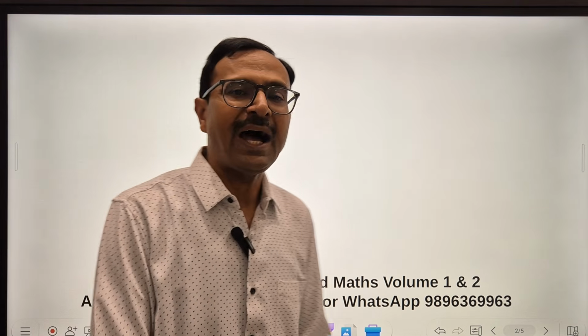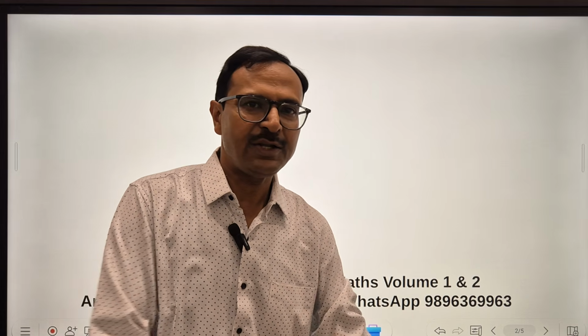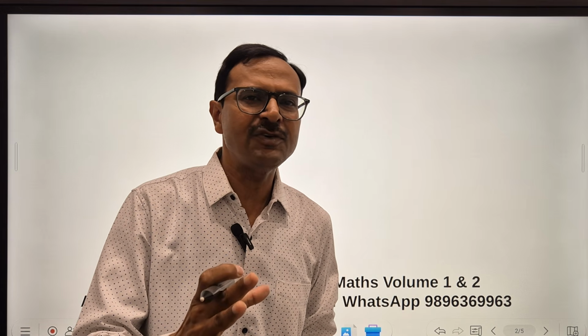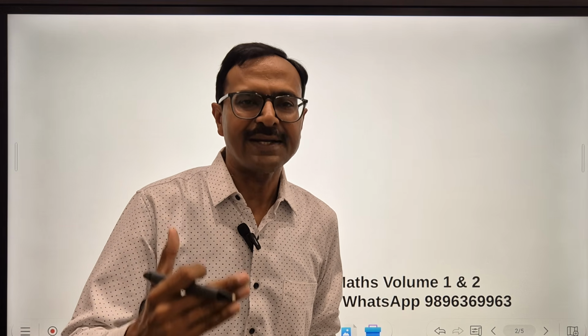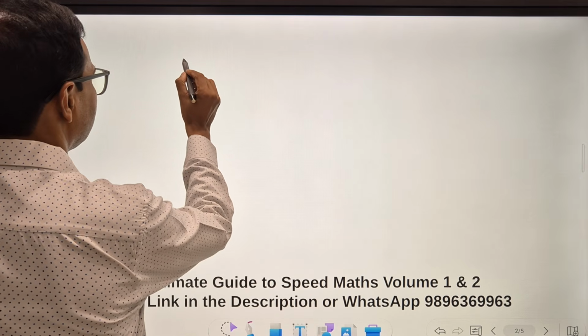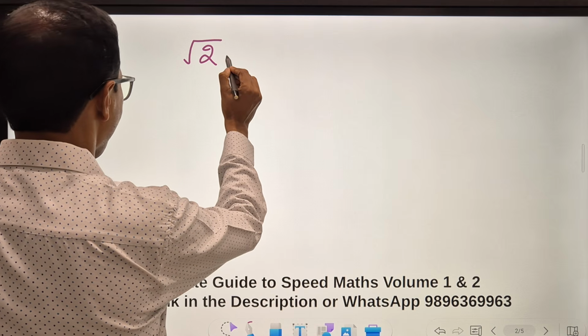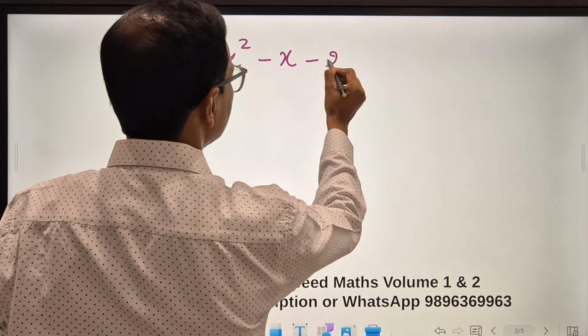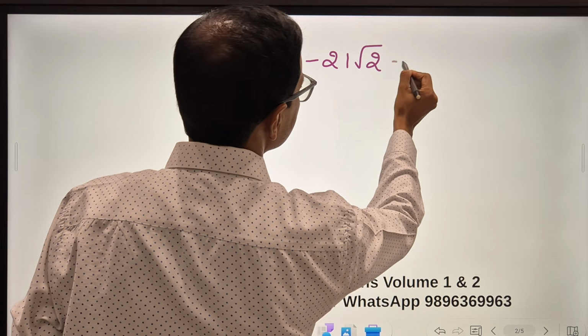So for that, I have already made two questions which I'm going to simplify for you, and you will see the question is not difficult. It is just the manner in which we solve it that is important. So let's see the quadratic equation. We have square root 2 x square minus x minus 21 root 2 equal to 0.